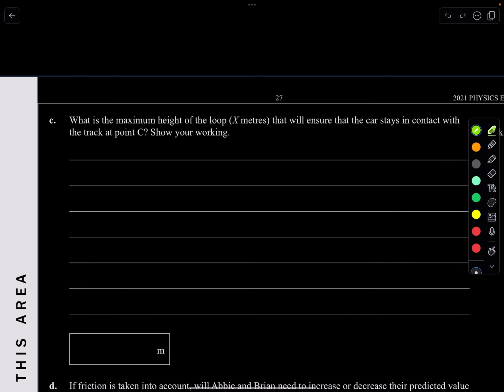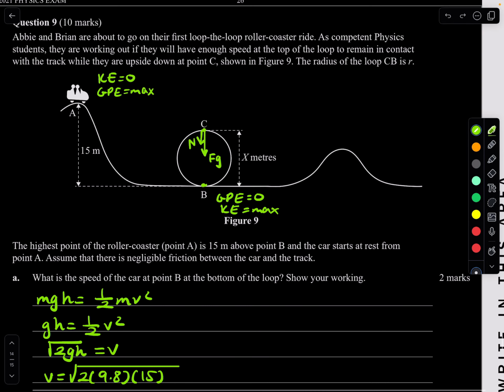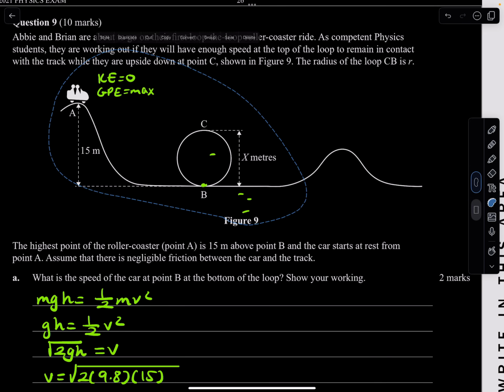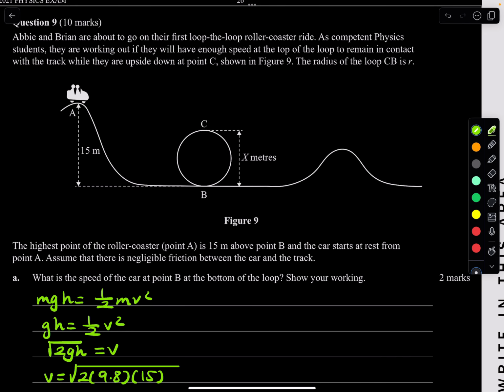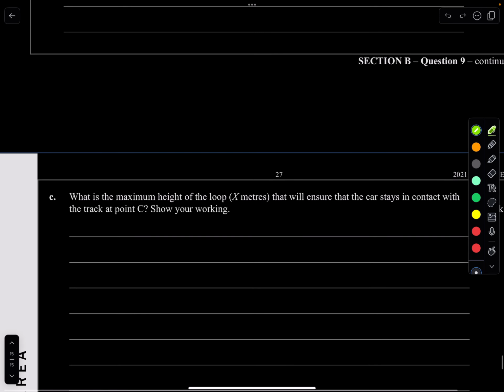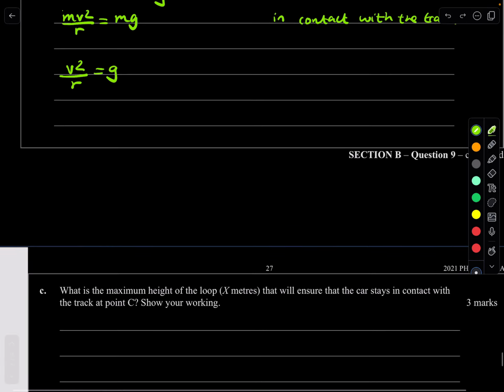C, what is the maximum height of the loop x meters? So we want to calculate x, so let me rub all this out. This is kind of confusing. It's too much stuff. Let me just rub these out. So x is the overall diameter of the circle. What is the maximum height of the loop x meters that will ensure that the car stays in contact with the track at point C?